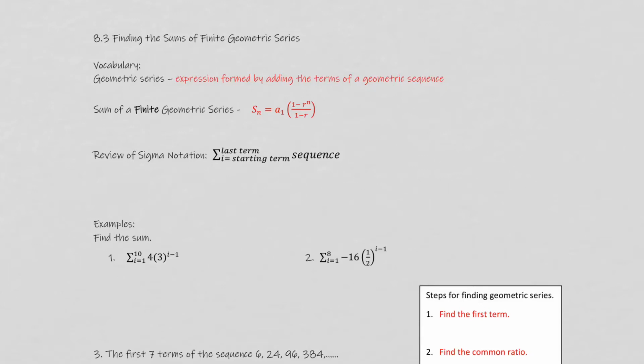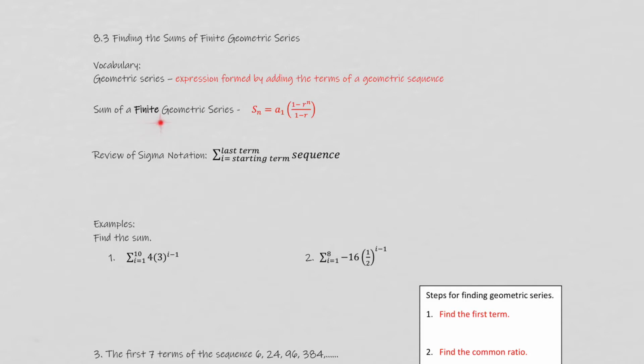All right, yesterday we talked about finding the sums of finite arithmetic series. Today we're going to talk about geometric series. Again, these are just expressions formed by adding the terms of a geometric sequence. Remember, a geometric sequence is something where I have a common ratio. Things are being multiplied between each term. So we have a different formula than the one we did yesterday.